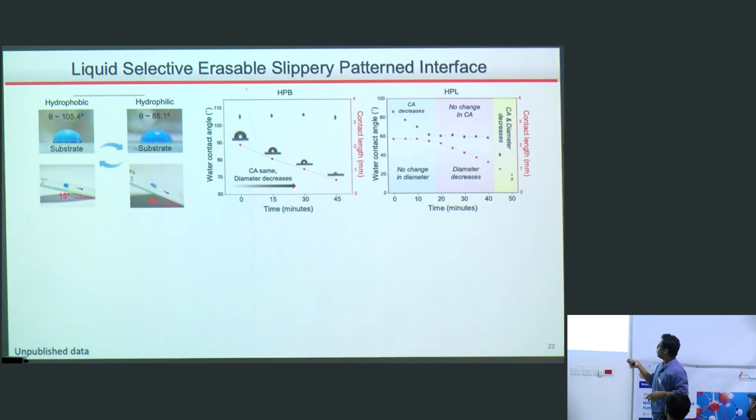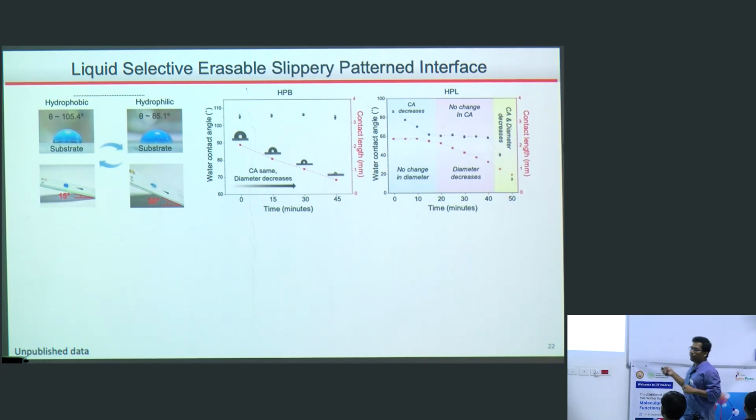But here it's completely opposite. Here the contact angle remains the same, but the contact length is changing. As a consequence, in these sort of interfaces, you never realize any coffee ring effect. Whereas in bare glass you see the coffee ring effect, but in this interface you won't. I'll show you something at the end.